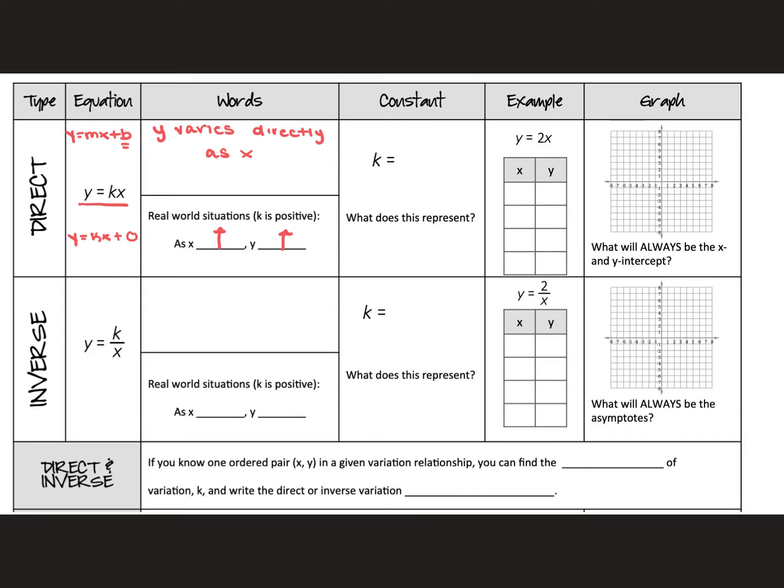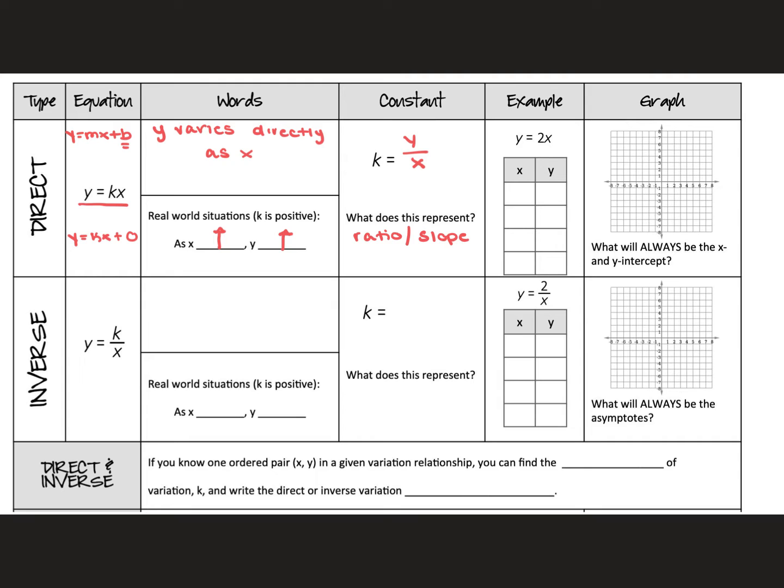The constant k can be found by using the ratio. So when we talk about proportions, we have a ratio of y over x. This is very similar to our rise over run when we're looking for slope. So this represents the ratio, or slope, of the line. If we look at this example, y equals 2x, we can definitely tell it's a direct variation because our y-intercept is 0 and it's in the form y equals kx.